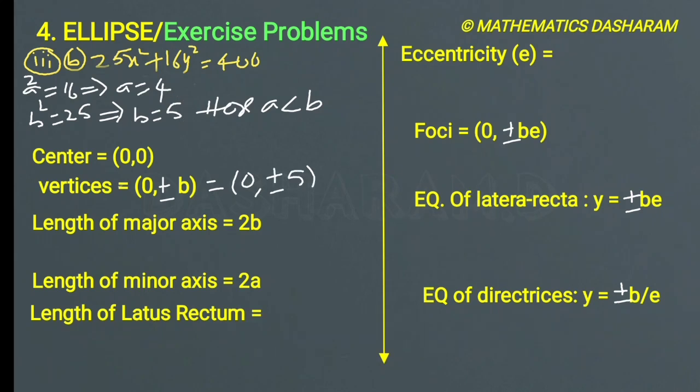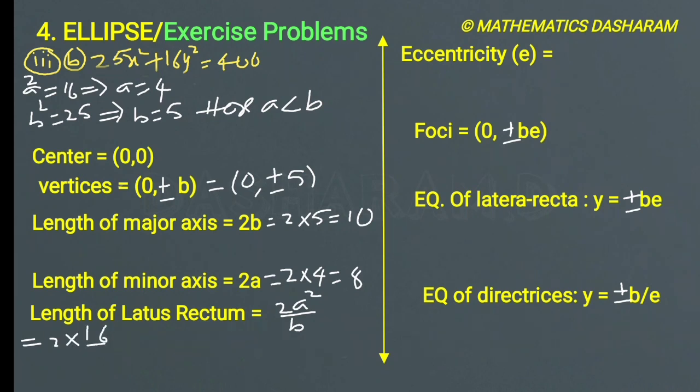Next, the length of the major axis is 2b, so 2 into b value 5, 2 5s are 10. Next, the length of the minor axis is 2a, 2 into a value 4, 2 4s are 8. Next, the length of the latus rectum, that is 2a square divided by b. So it equals 2 into a square value 16 and b value is 5. So 16 2s are 32 divided by 5.